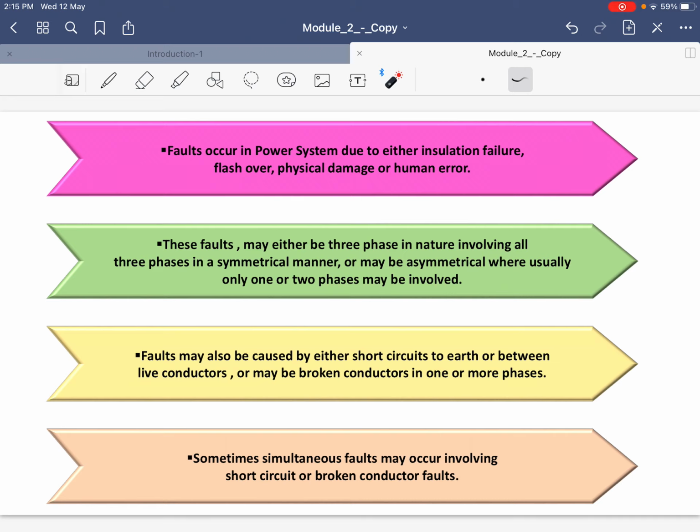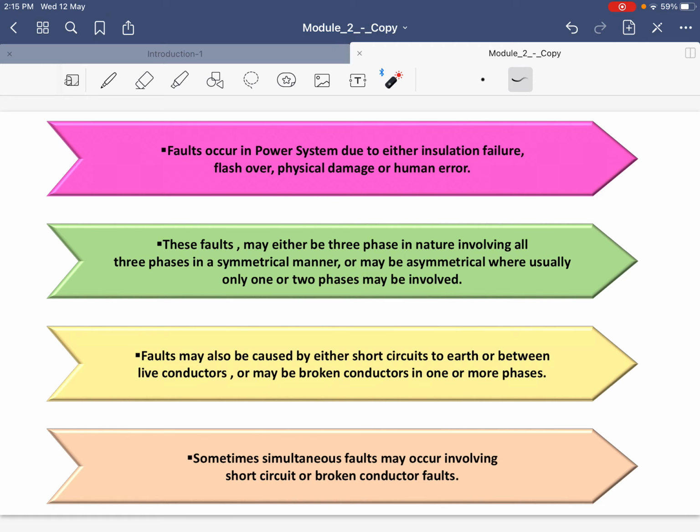Sometimes simultaneous faults may occur, involving short circuit or broken conductor faults. There is a possibility because the network is very large. In some part of the circuit there may be a line to ground fault, in some other part of the power system there may be a line to line fault, there may be an open conductor, and sometimes at the remote end there might be a three phase fault. So in the power system there might be simultaneous faults also.